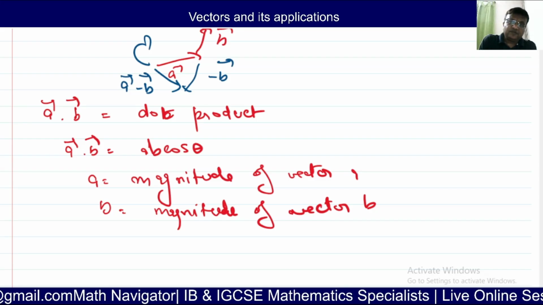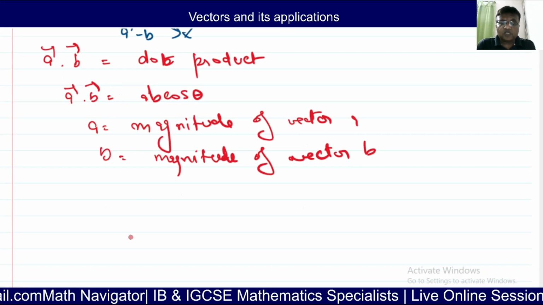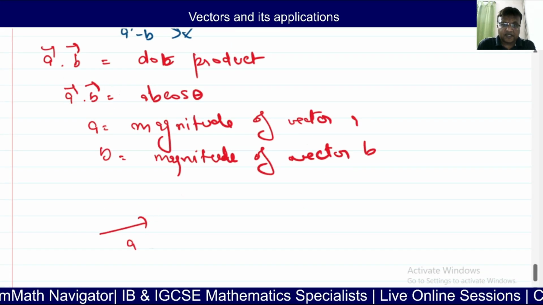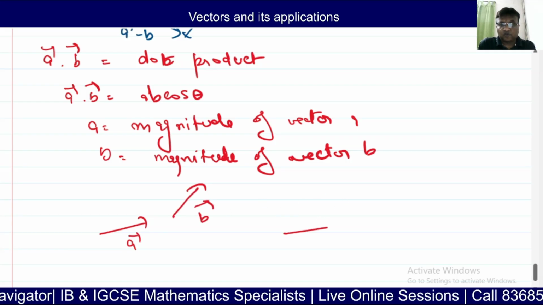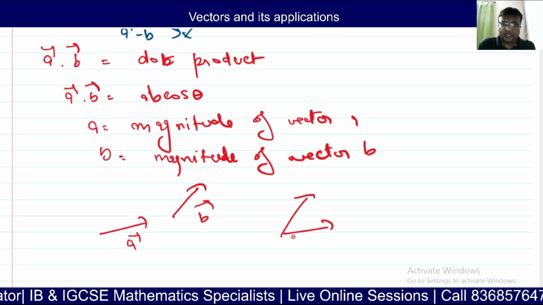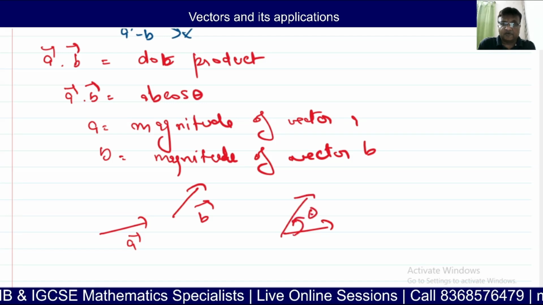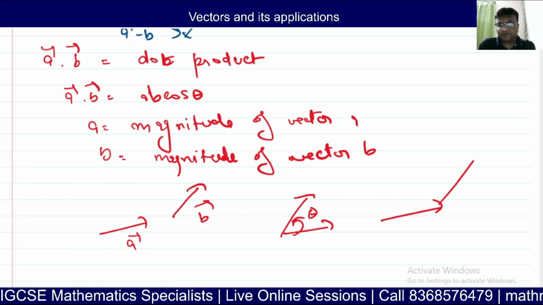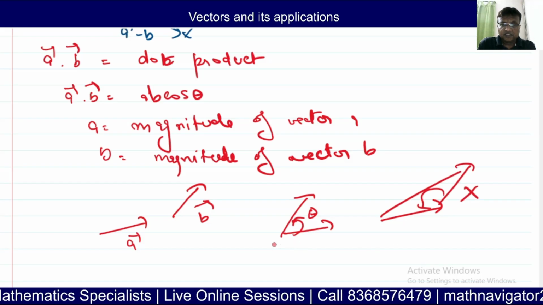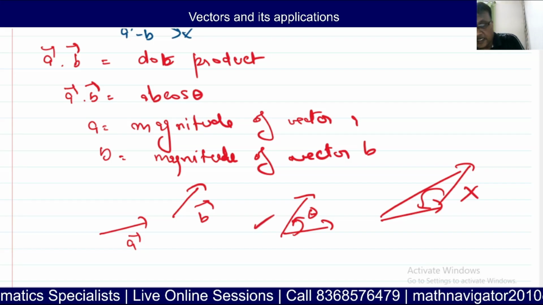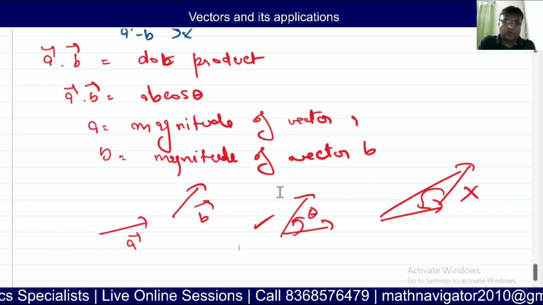So what is this theta then? If this is vector A and this is vector B, always remember you have to match tail with tail. This is the angle between them. You cannot do this and say, oh, this is the angle between the two. This is wrong. This is the correct way of doing it, right? So in dot product, you have to match tail with tail.